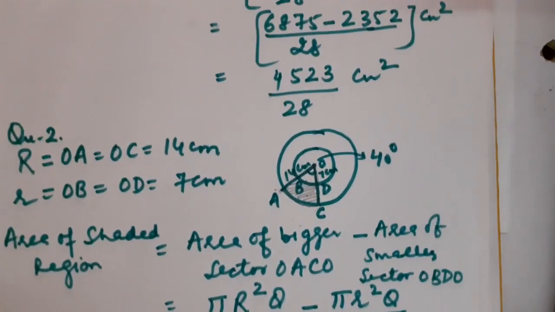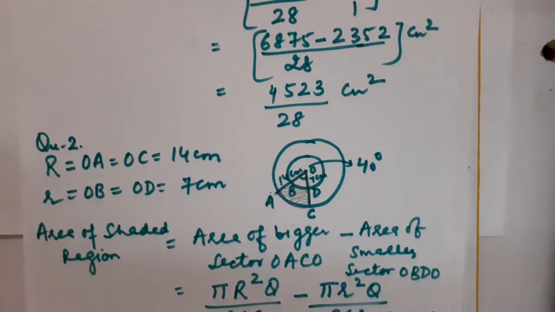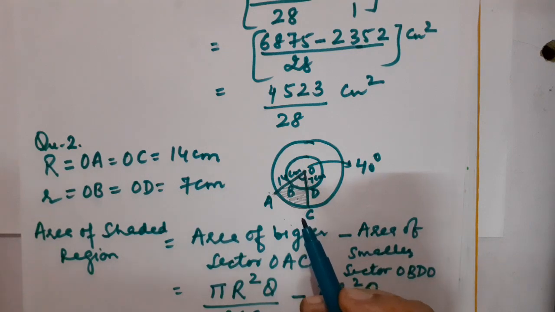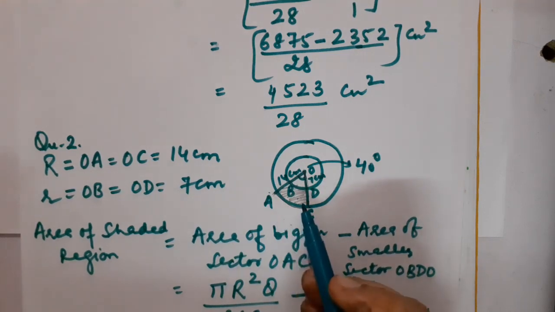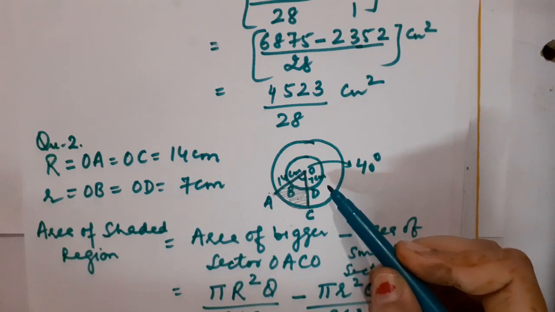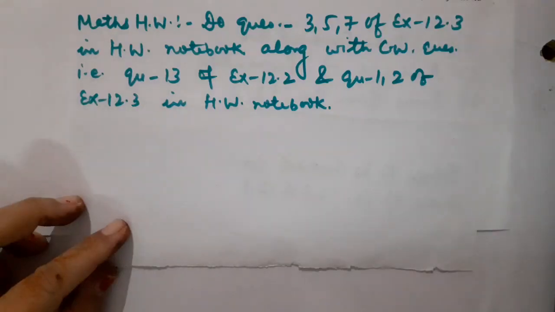Fine. I hope you have understood what kind of questions you are going to get in exercise 12.3. That is exactly based on the shaded region. Either it will be demanding the area of the shaded region or the area of the unshaded region, but it will be a combination of the plane figures in these questions. Clear, children?